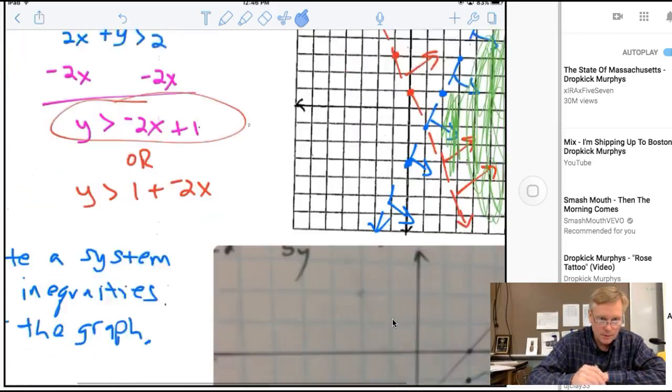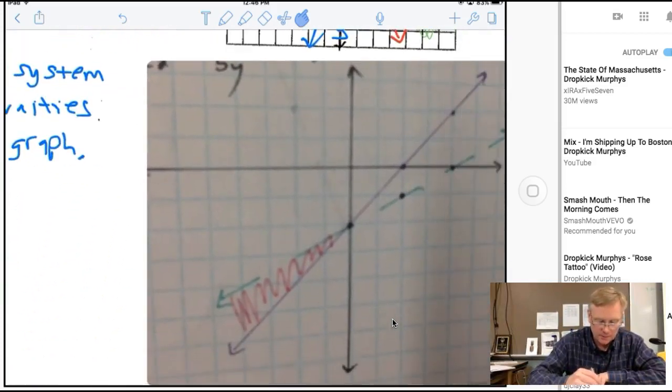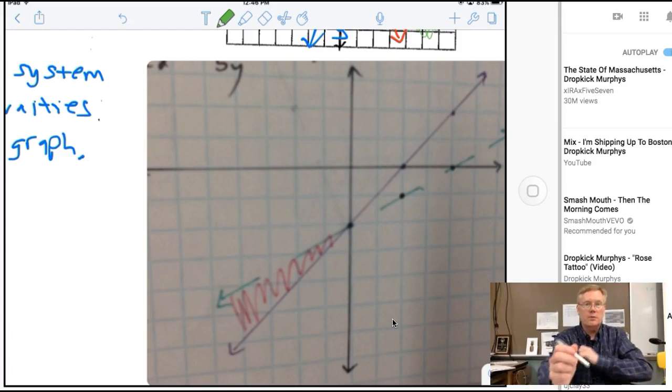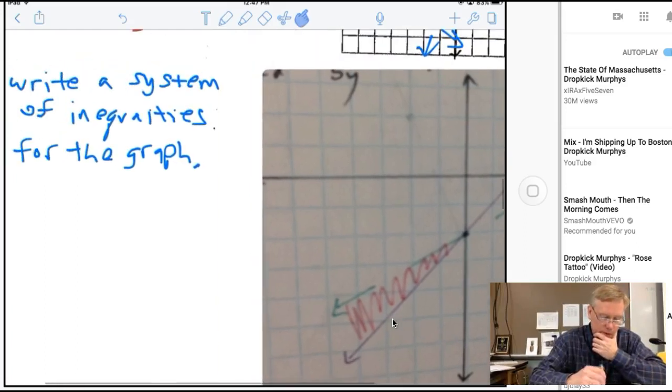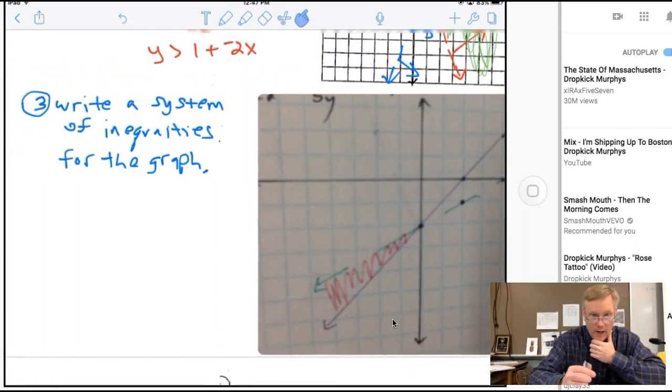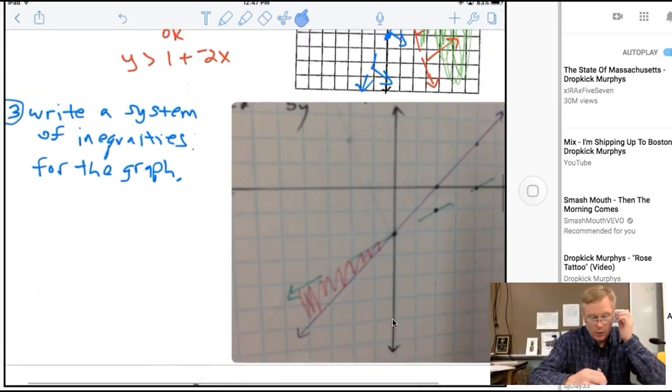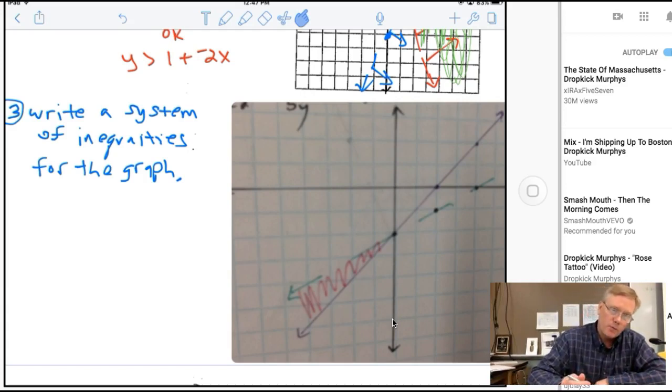Bring them to class. All right, this one, a little different. I like this problem. I took a picture of this one. You want to draw this one. I got two lines. I got a green line and a purple line. And you can see there's a shaded region. So what the question is asking for is write a system of inequalities for the graph. So this time we're going to go the other direction. Instead of having the inequalities and graphing them, we've got the graph, we've got to come up with the inequalities. So we're going to do one line at a time.